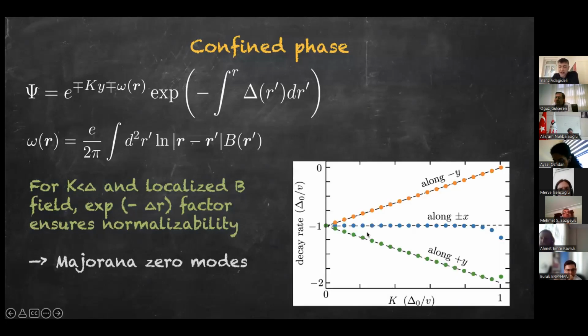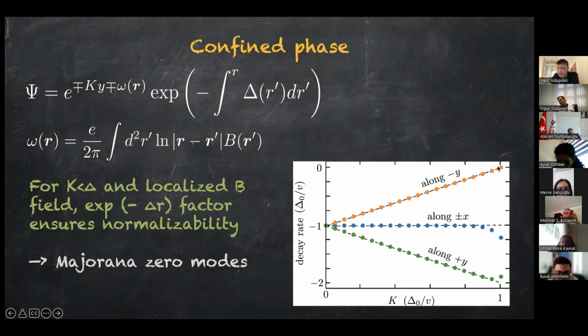You look at the decay rate along minus y, and you will see that as you increase kappa, the decay rate would increase. In the perpendicular direction, you see that it essentially is unaffected. In the opposite direction, the decay rate is negative, so you look at the magnitude, which actually decreases along the minus y direction.